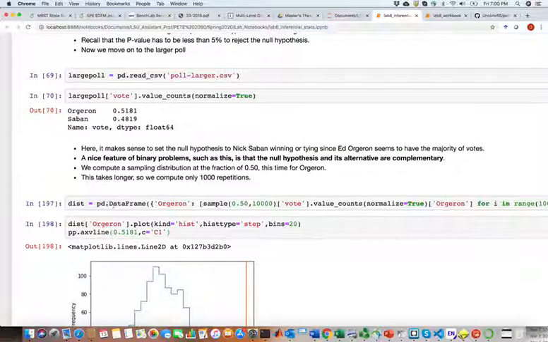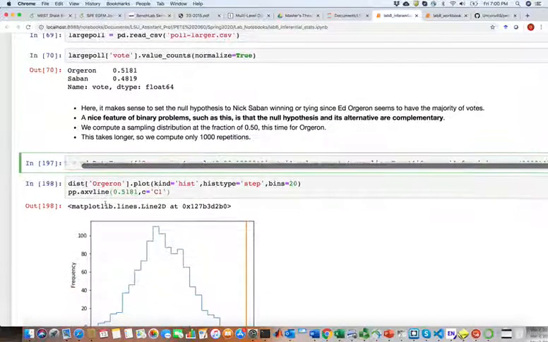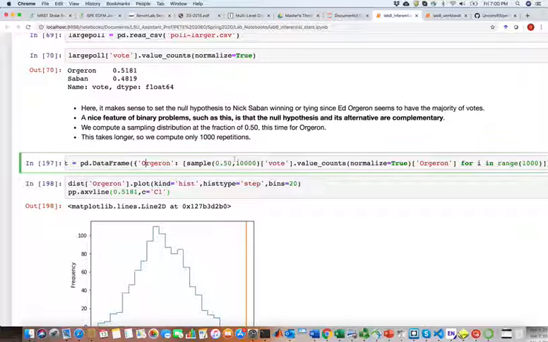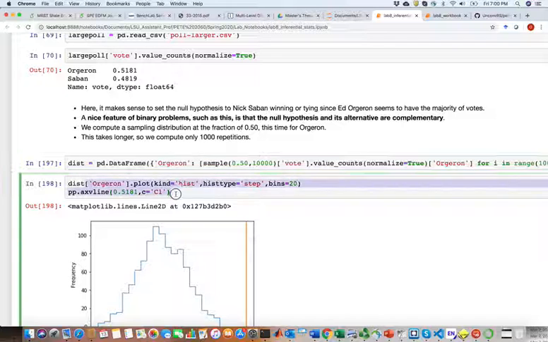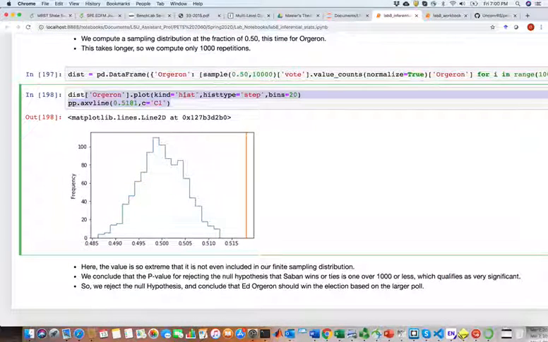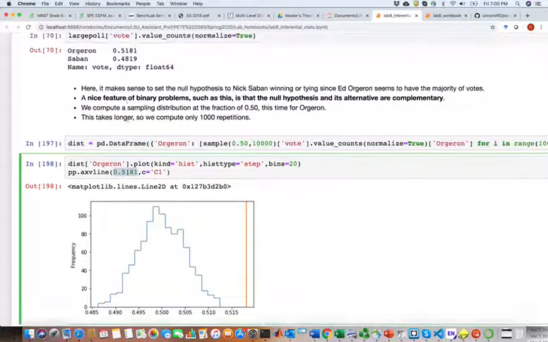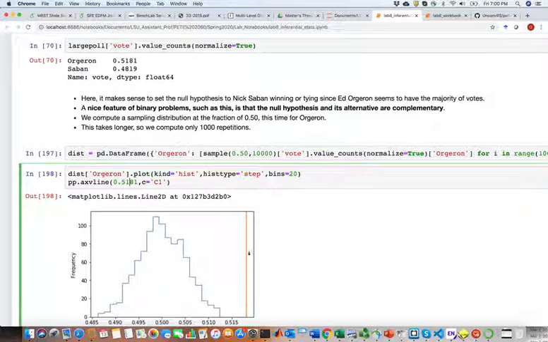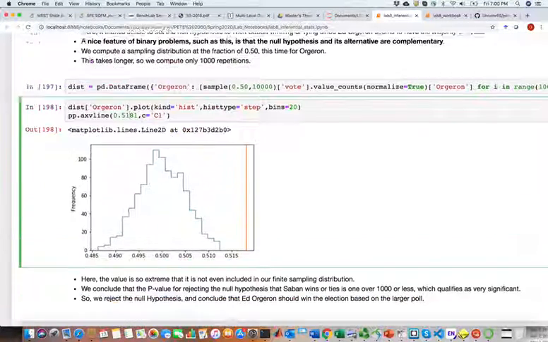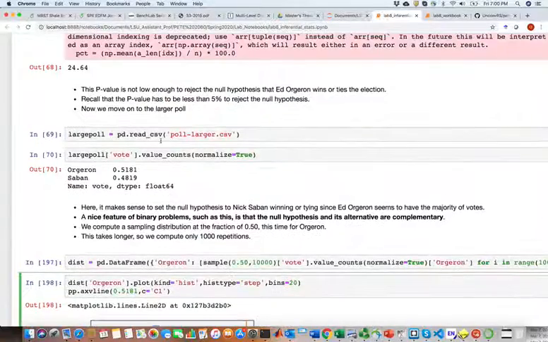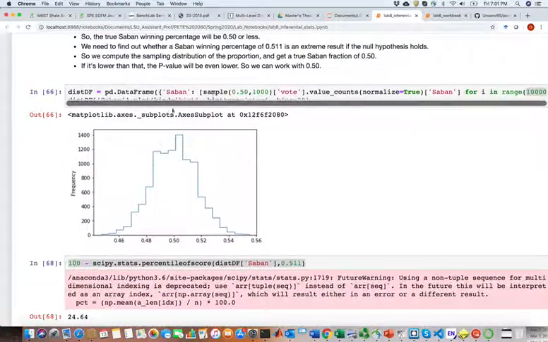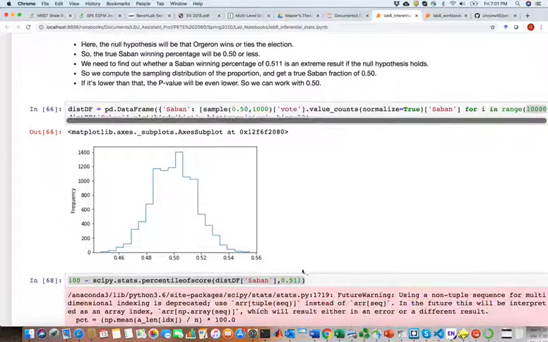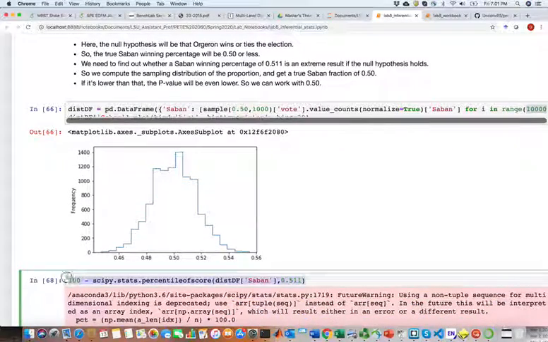So we go through exactly the same thing. Generate 10,000 realizations, plot it up in a histogram, display, in this case, where the true winning percentage will be based on the sample. It's far out here, so you can already tell it's extreme. And if you go ahead and do exactly what we did here, this, you will figure out it's a very small value.